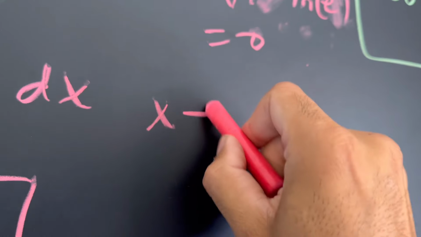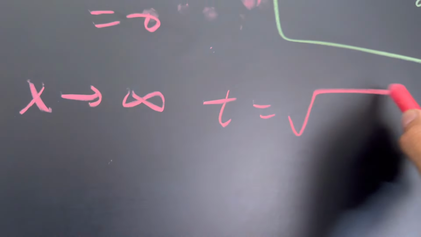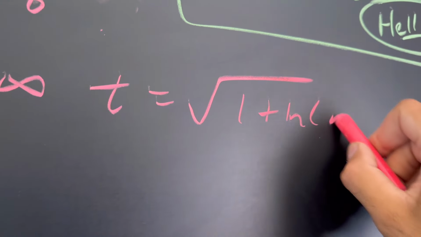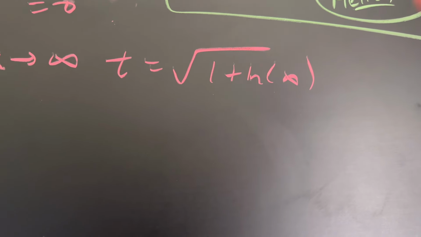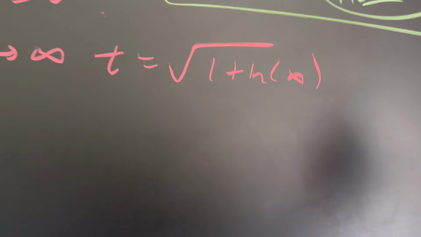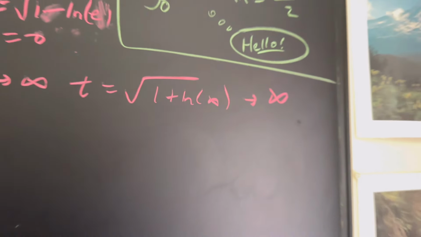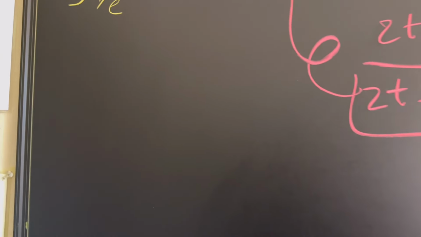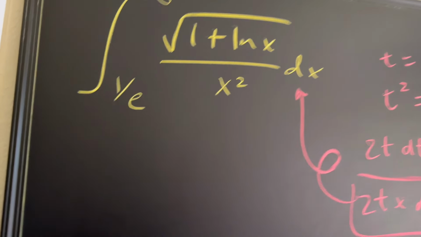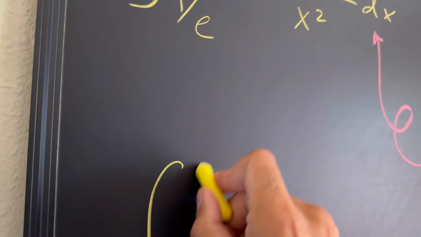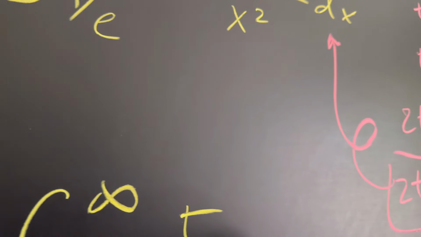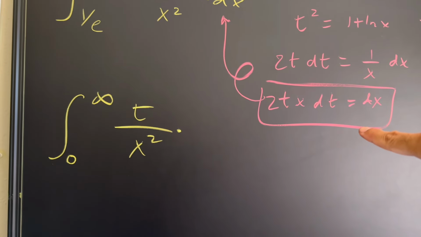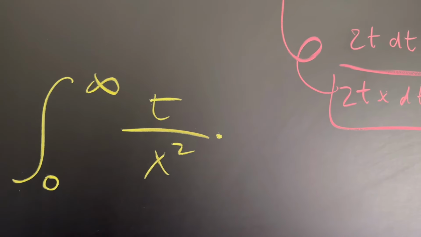And when x approaches infinity, then t is going to be the square root of 1 plus natural log. I don't like to write it like this, but this is the way we should imagine it: as natural log approaches infinity, that goes to infinity plus 1, it's still infinity. So we just say that t approaches infinity. So now we're going to have a very nice integral at the end. This will now become 0 to infinity, and then up here we basically just have t over x squared times our differential, which is going to be 2tx.